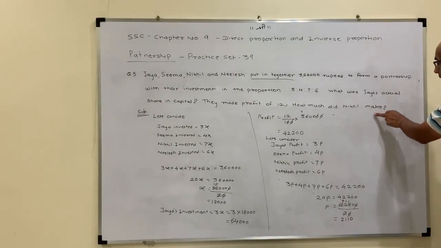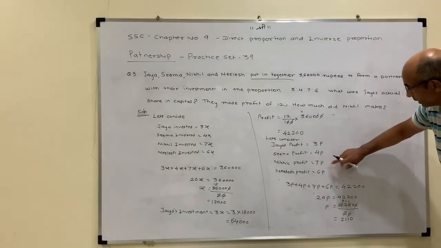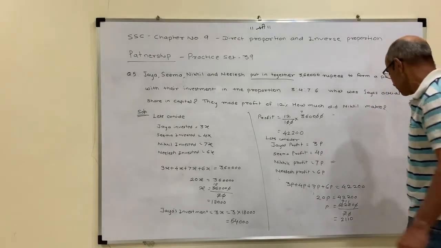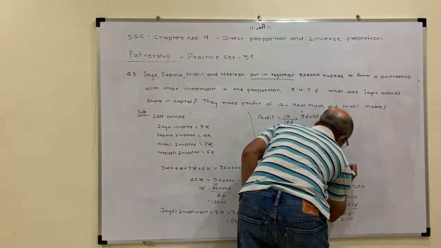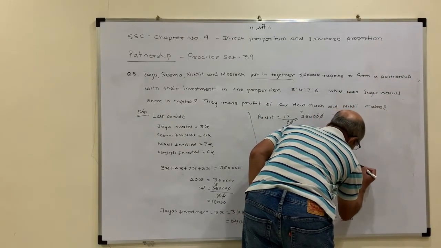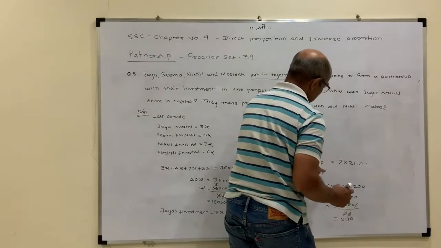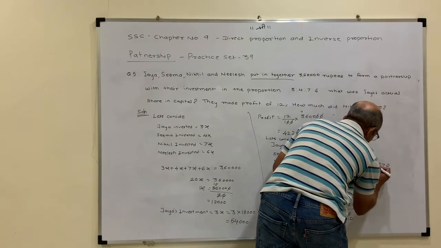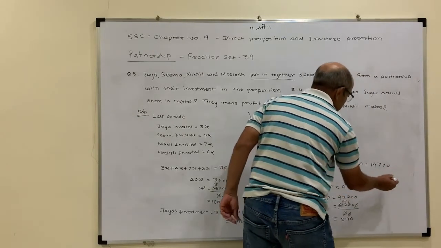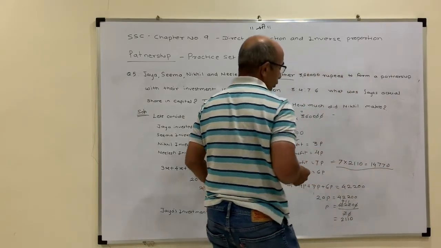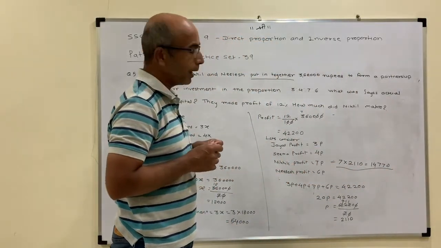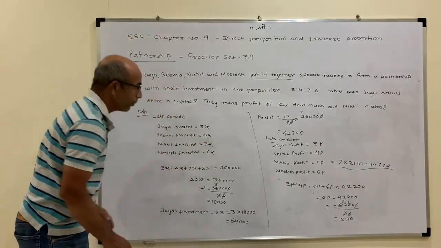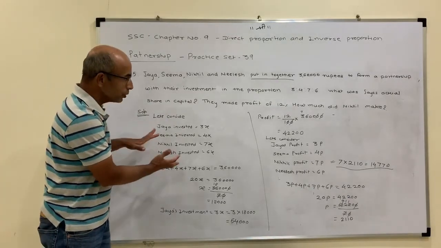I need to find Nikhil's profit. So where is Nikhil? Nikhil is here. Nikhil's profit is nothing but 7p. How much is my p? 2,160. So 7 into 2,160. 7 ones are 7, 7 ones are 7, and 7 twos are 14. So Nikhil's profit comes out to be 14,770.